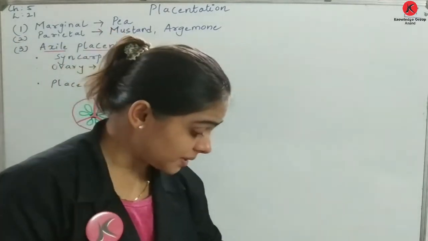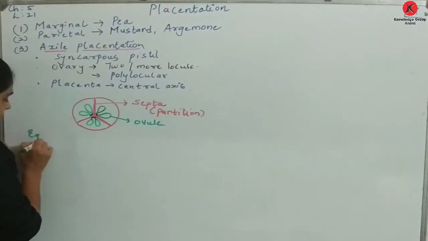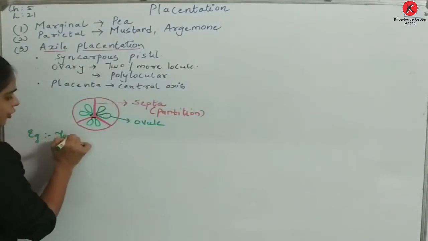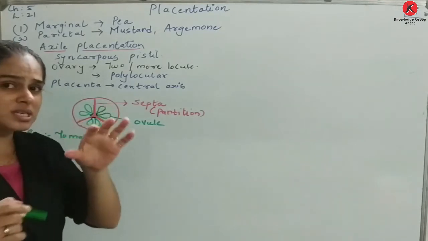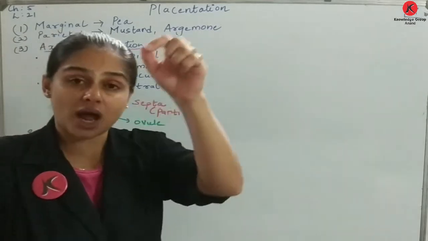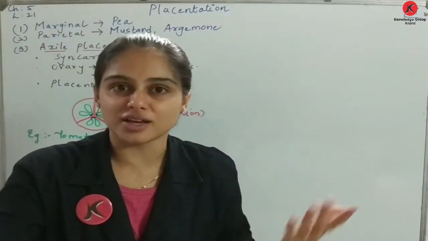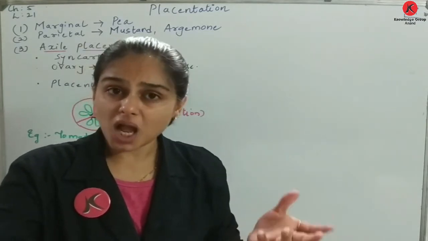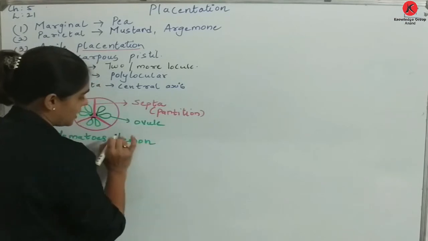Okay, let me give you an example of this. Very familiar example, that is our tomatoes. You see a somewhat white colored portion, a kind of partition, when you cut a tomato and have it in salad. Yes or no? Yes. Okay.